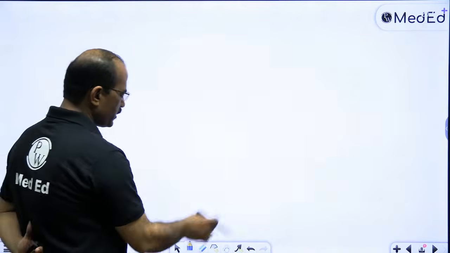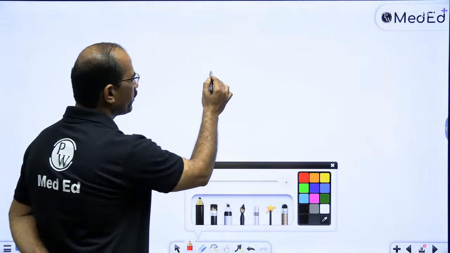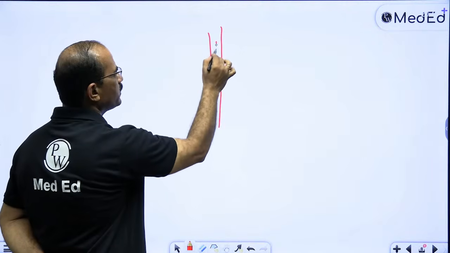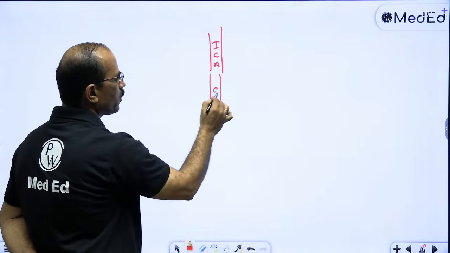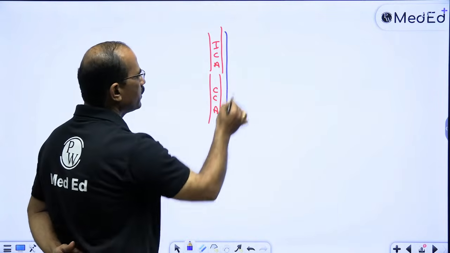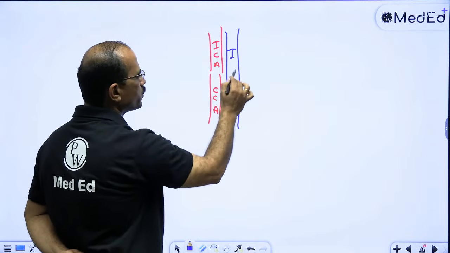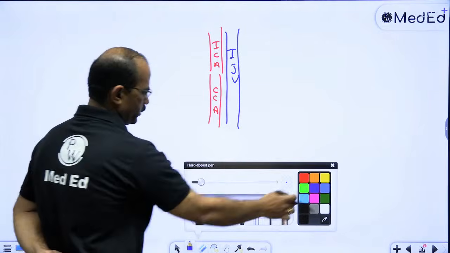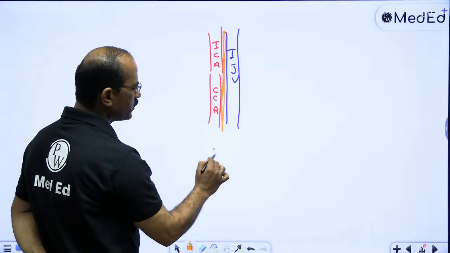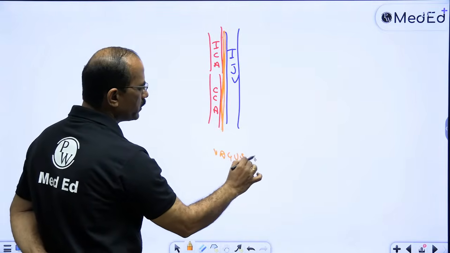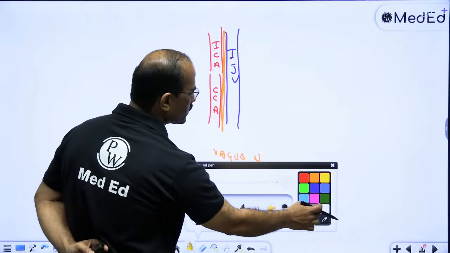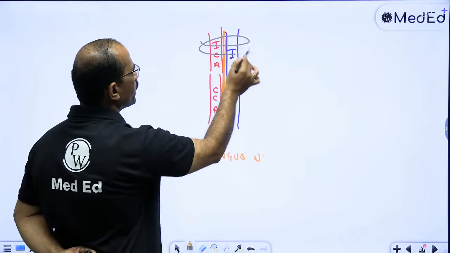So I'll just draw this. ये देखो, ये मैंने draw किया common carotid artery, and this continues as internal carotid artery. Fine. What is this big vein? That's an internal jugular vein. यहाँ पे एक nerve होती है. What's this nerve? Vagus nerve. And all this is present inside a sheath.